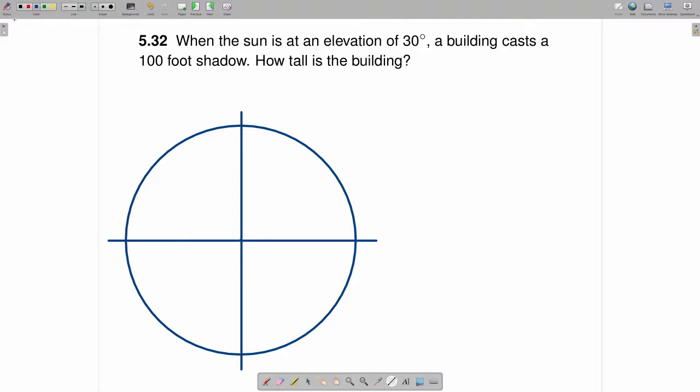When the sun is at an elevation of 30 degrees, a building casts a 100-foot shadow. How tall is the building? So we have the sunshine, which maybe is right up here. And that is casting a shadow of 30 degrees with a building. And let's put the building maybe right here.